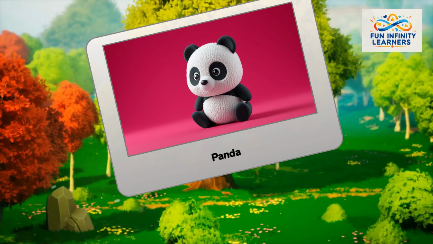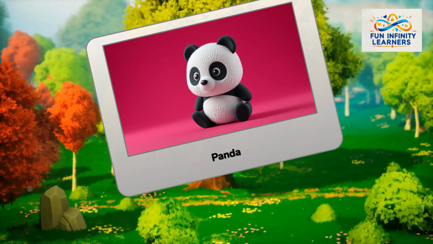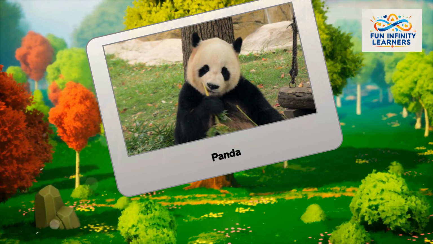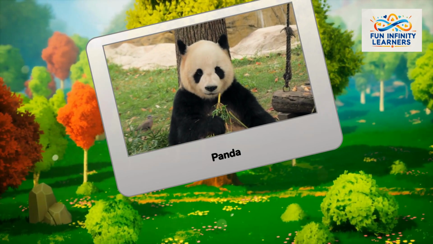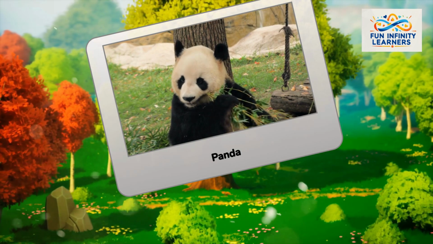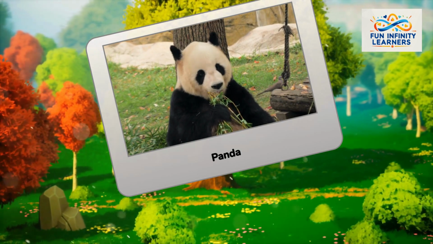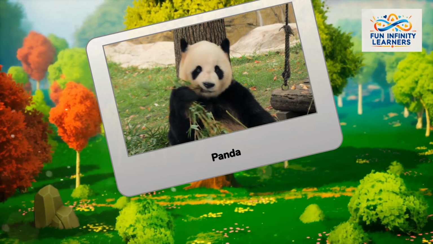This is a panda. P-A-N-D-A. Panda. This is a panda.